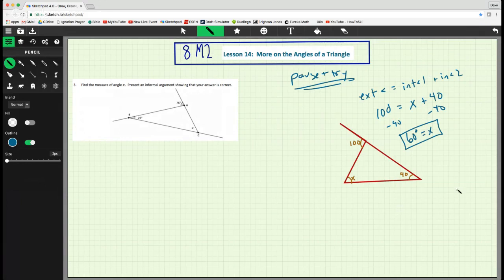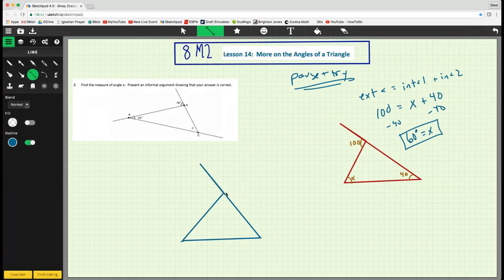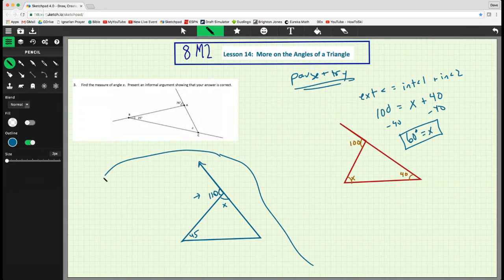Okay. Let me just do another one that you might see. There's one like this on the homework, I know. So let's set this one up. And this is kind of a trick question. They have it lined up like this. This angle is 110 degrees, and this one is 45. And then they say, what is the measure of angle X?